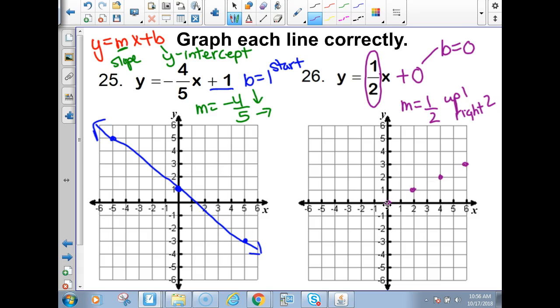Go back to the starting spot at 0. Go down 1, left 2. And I can do that 3 times. And then I can draw my line nice and straight if I can hit my points and put arrows on it.